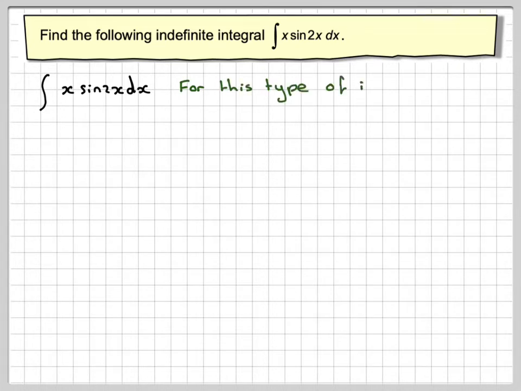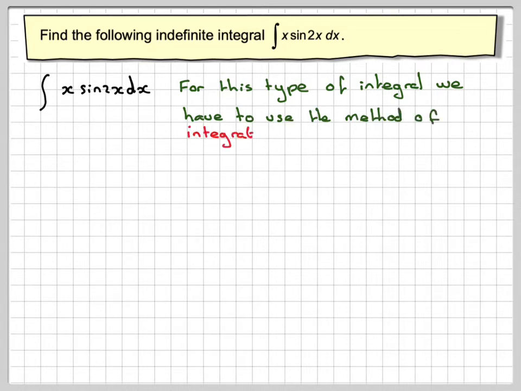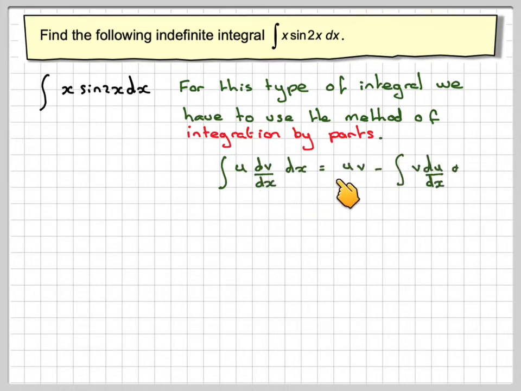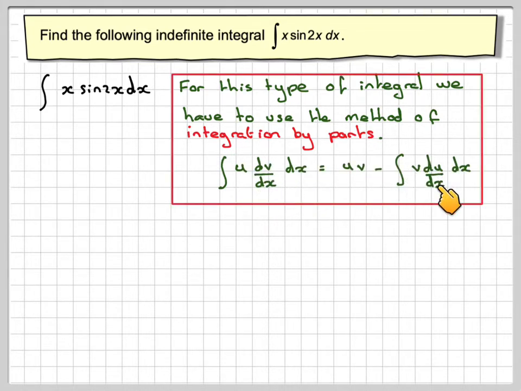For this type of integral, we have to use integration by parts. And the integration by parts says the integral of u dv by dx dx is uv minus the integral of v du by dx dx. So you let u be equal to x. So one of these you let be x, and the other one you let be dv by dx. Then in time you'll realise which one has to be which.